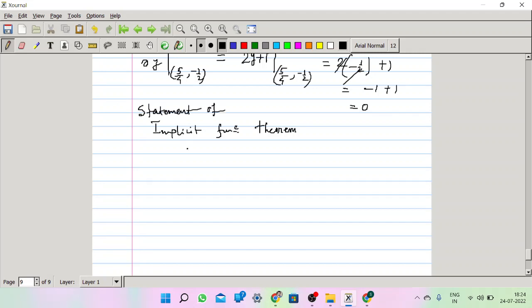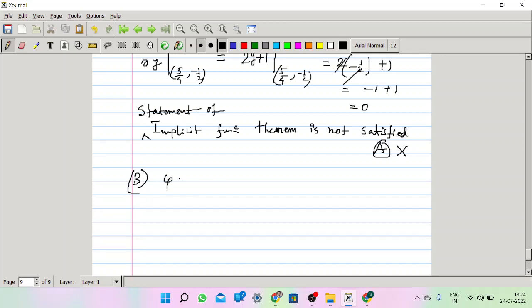The statement of the implicit function theorem is not satisfied. So option A is not true. Now for option B, I will check again that same thing around the point minus 1 comma 1.